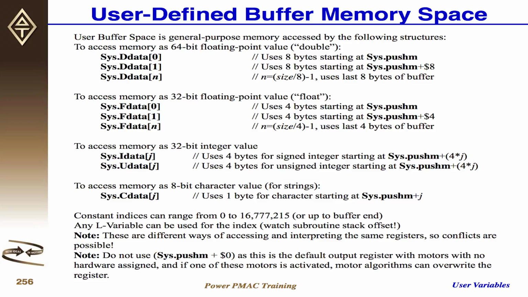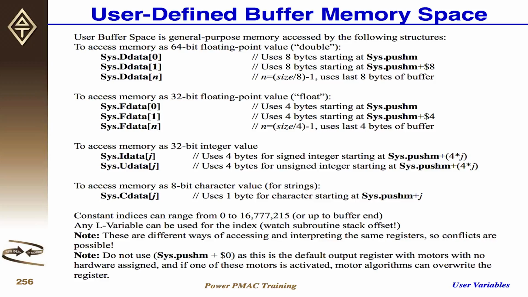Now, there are different ways of accessing the same register using these ones. As you see, they have various different offsets. sys.pushm plus $4 plus $8. They can overlap each other. And so if you're using multiple different ones, you need to be careful that they're structured in such a way that each is inhabiting its own clear 4, 8, or 1 byte, depending on which type you're using. And you don't want two different parameters accessing the same memory location unless it's what you're trying to do, which it may very well be in some cases. But you'll generally need to make sure that you use them appropriately such that you don't have them overlapping each other entirely.